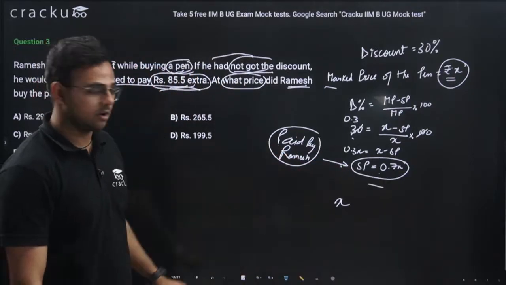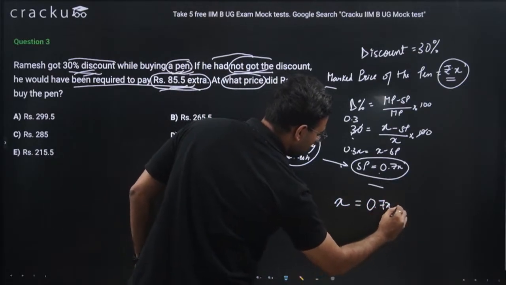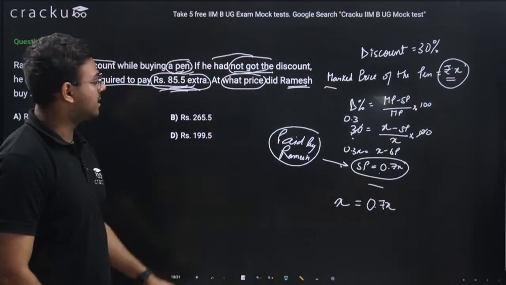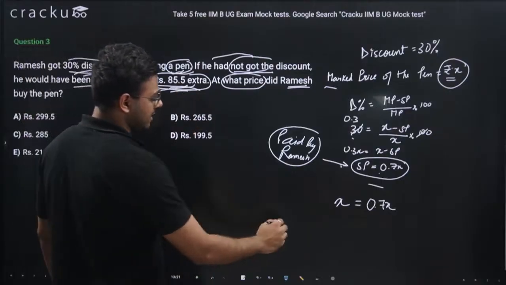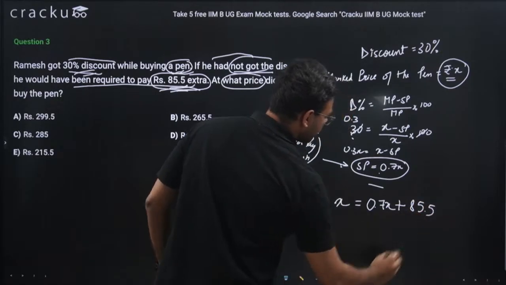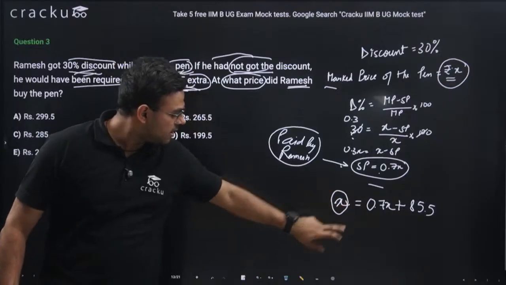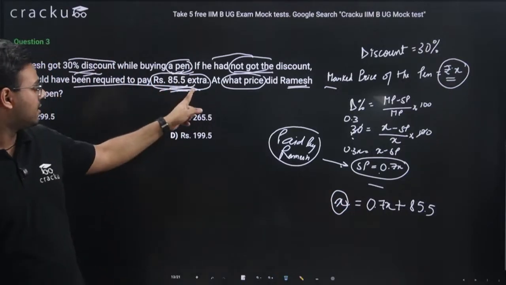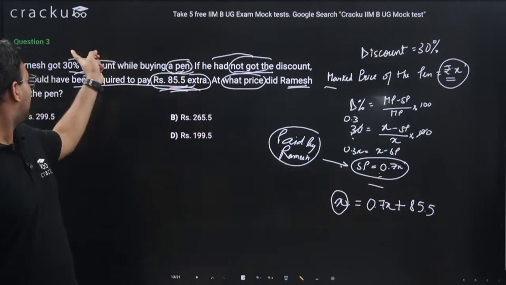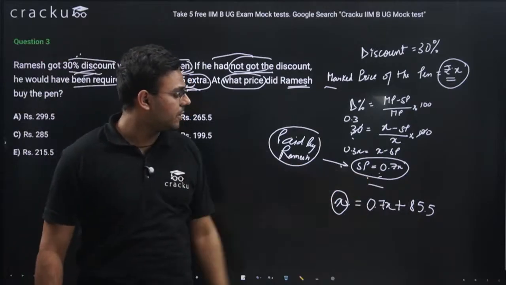If he is not getting the discount, this x will be equal to 0.7x, the original amount which he had to pay, plus this 85.5 rupees extra. What is he paying? He is paying rupees 0.7x because he got the discount. The mark price was x rupees. He got a 30% discount. So he is paying 0.7x.